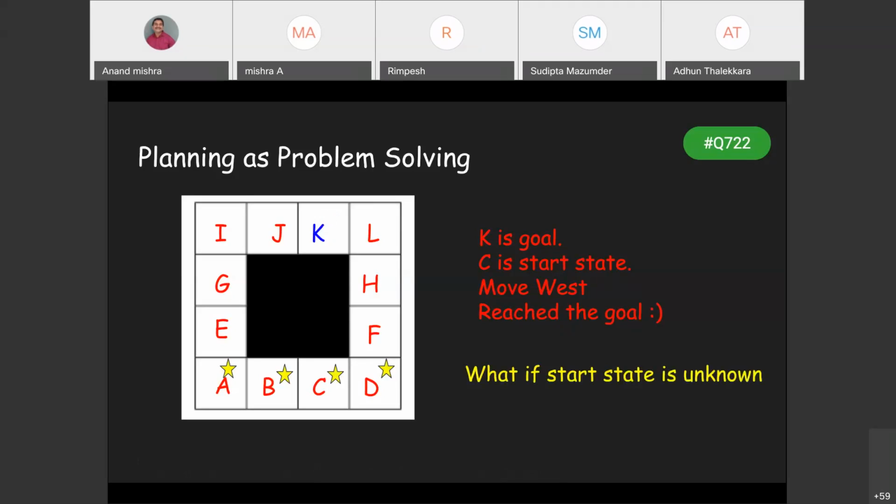When I say the start state is unknown, my agent is either at A, B, C or D, let's say. But I really don't know for sure whether it is at A, B, C or D. So in such a scenario, if I try to model this problem as simple instructions and search, then what happens? Let's look into that.